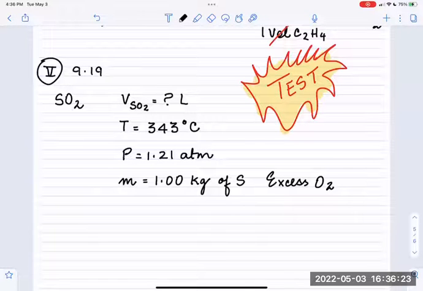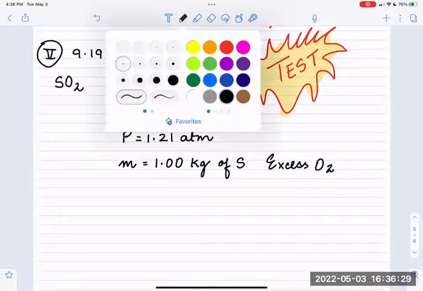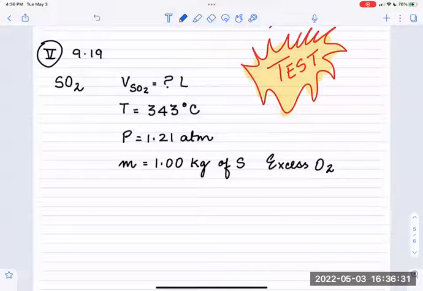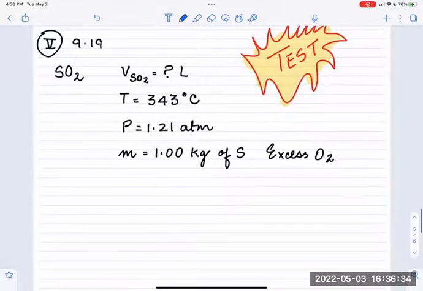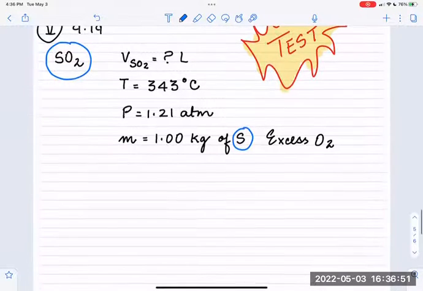Okay, so we are doing this problem 9.19, and as I told you, this is going to be on the test. Why? Because it requires you, number 1, to balance the equation. So the question is asking you, you are preparing sulfur dioxide. You need to find a volume of sulfur dioxide. You're given the temperature in degrees Celsius, given the pressure and you're given the mass of sulfur. You're finding for sulfur dioxide, but you're given the mass of sulfur. Okay, so these are the 2 things.